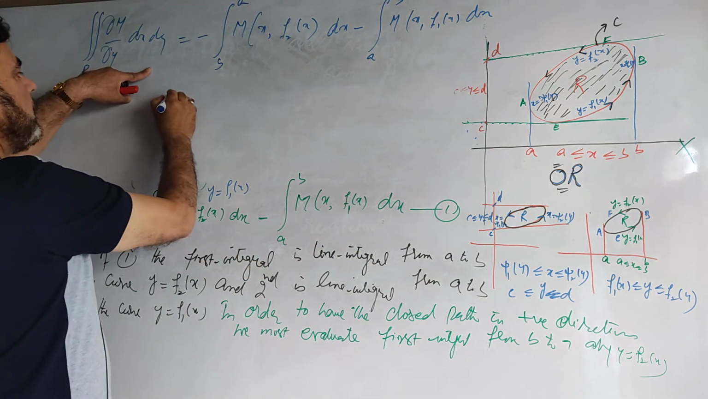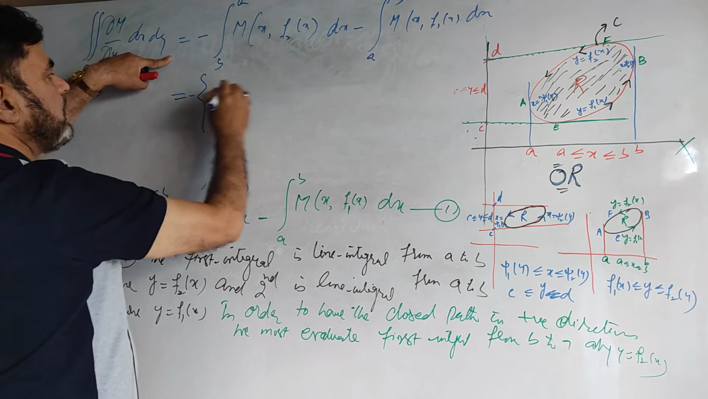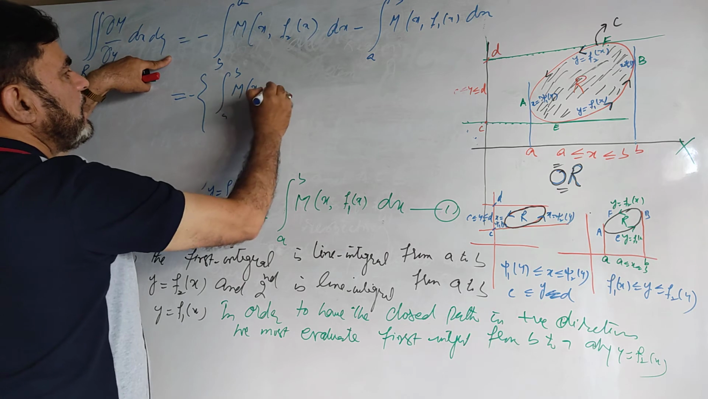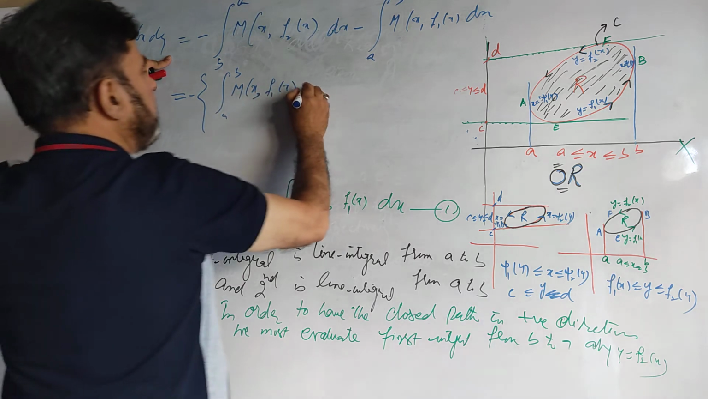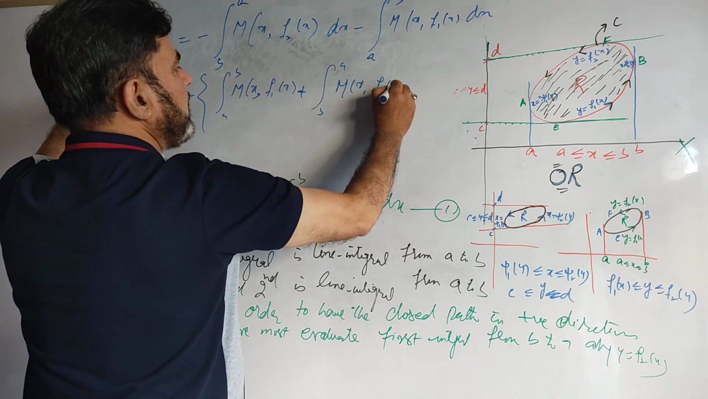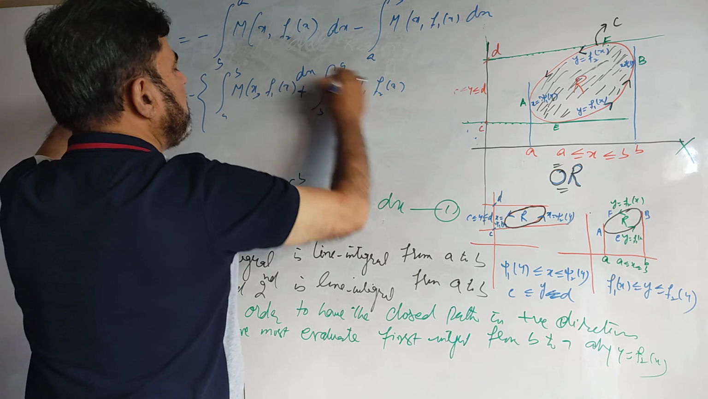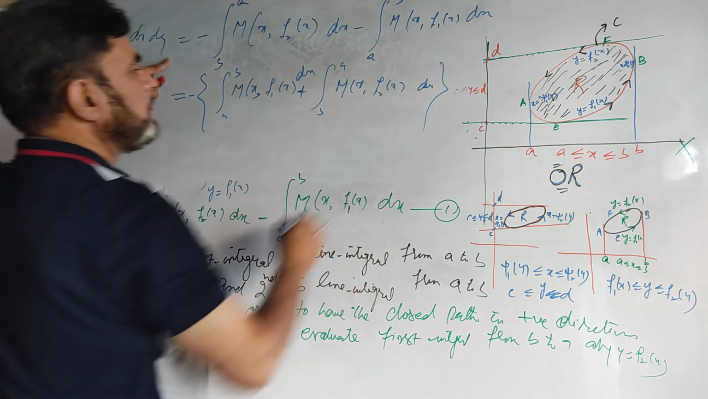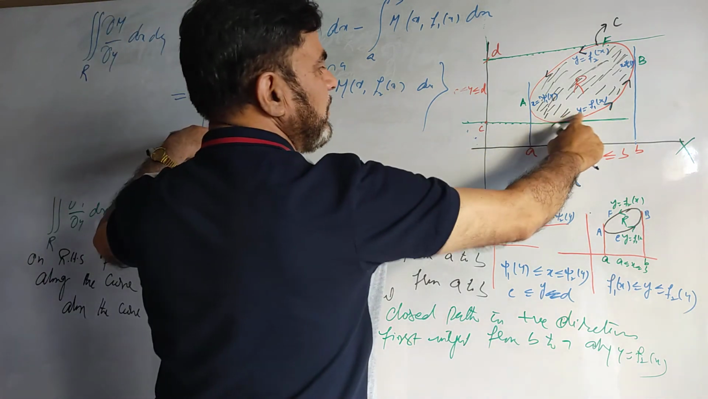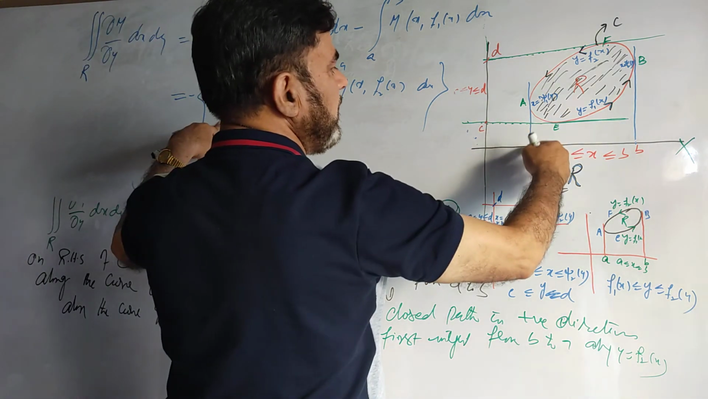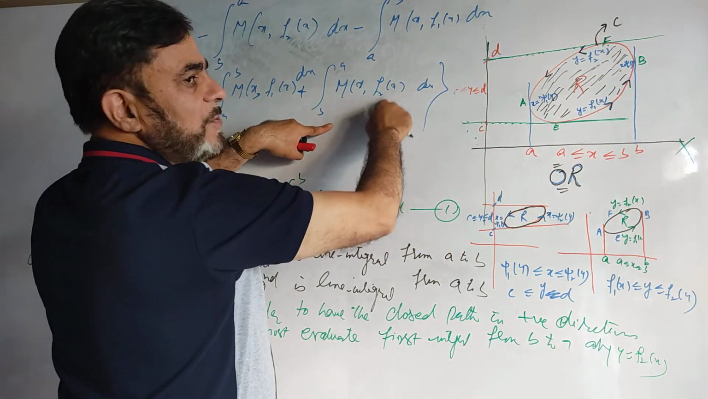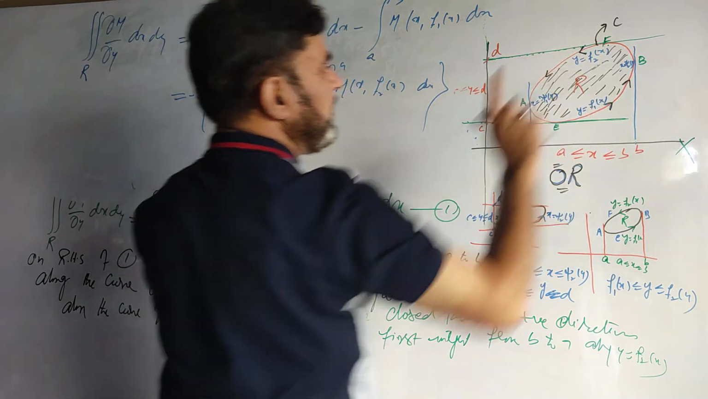Now look what this is. You can write it minus now. I will write this integral first: A to B m x f1x, then plus B to A m x f2x dx. Now look, you are integrating. This is the integral of this y is equal to f1x from A to B. Then the integral of this y is equal to f2x is from B to A. It is now B to A. It is a closed path.